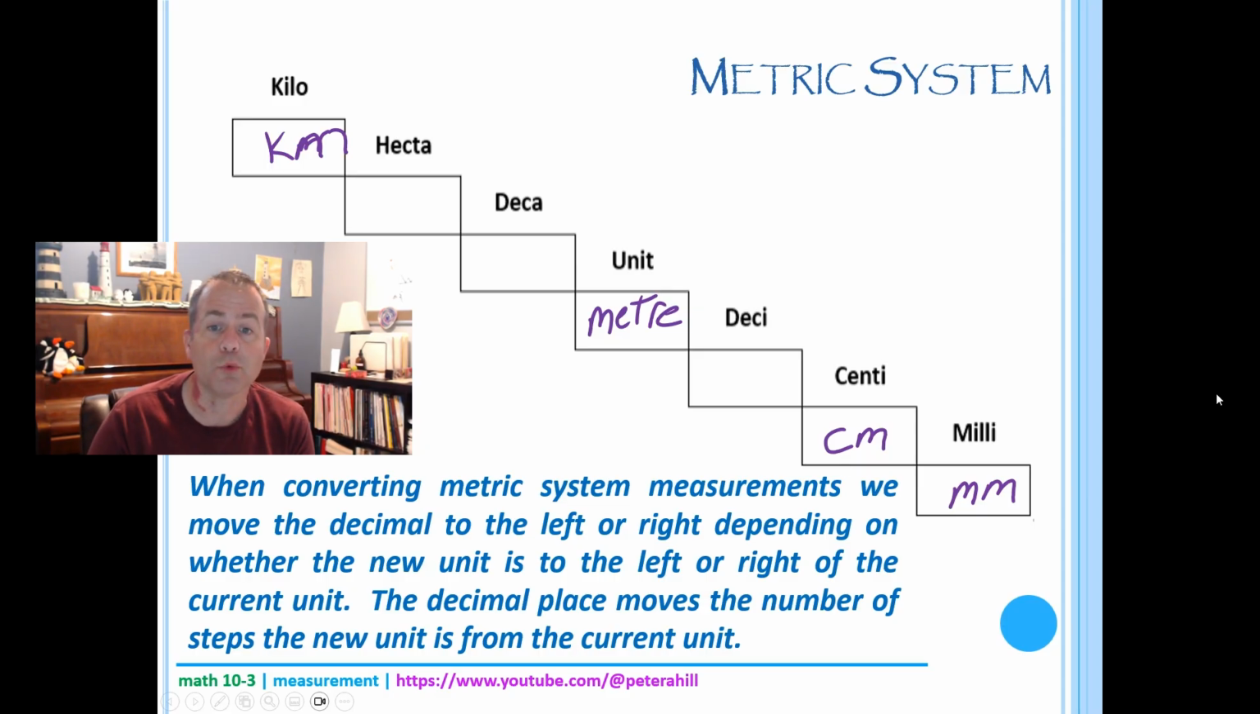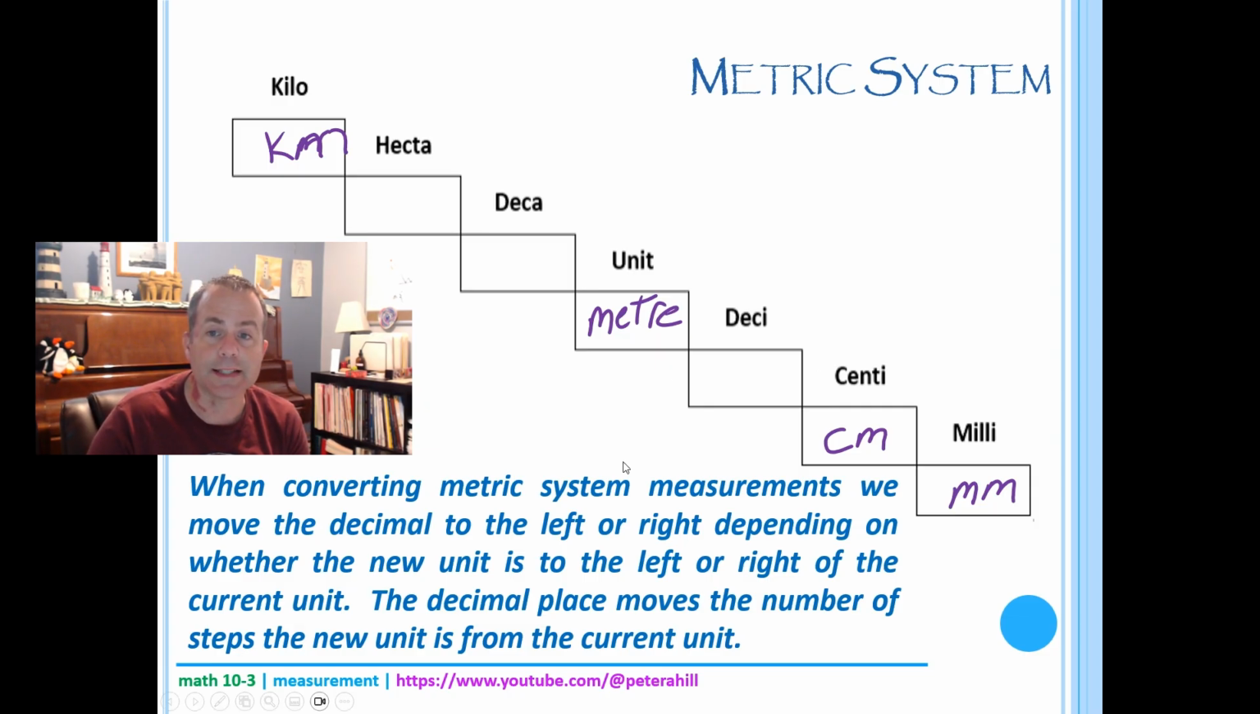So when converting metric system measurements, we move the decimal to the left or to the right, depending on whether the new unit is to the left or right of the current unit. The decimal place moves the number of steps the new unit is from the current unit.